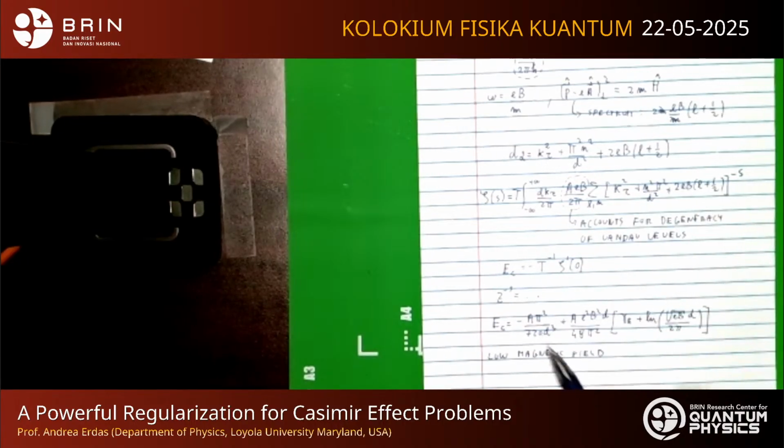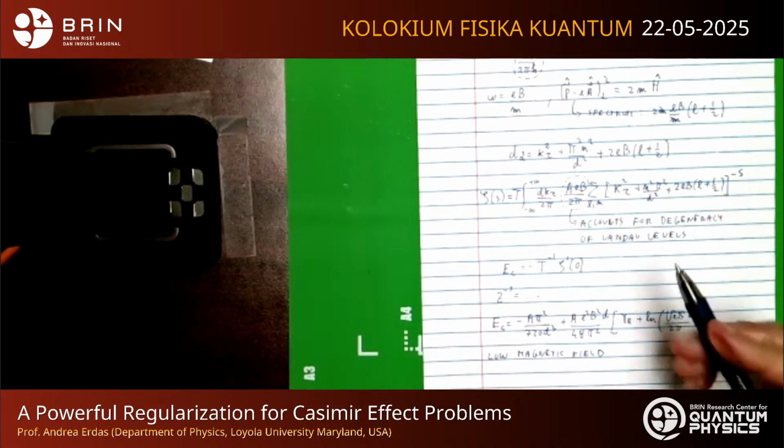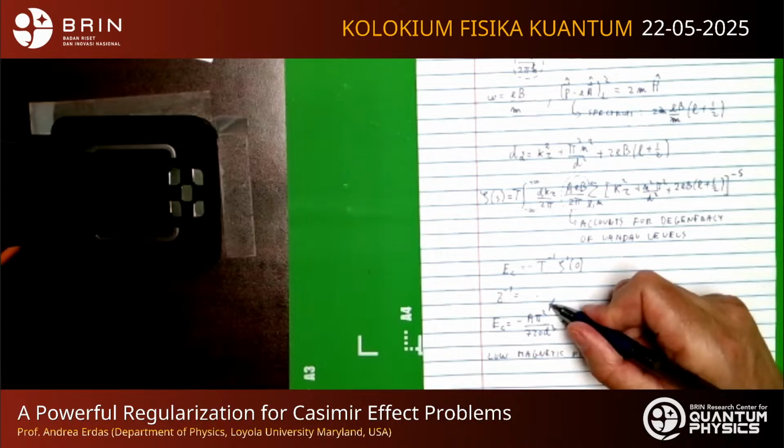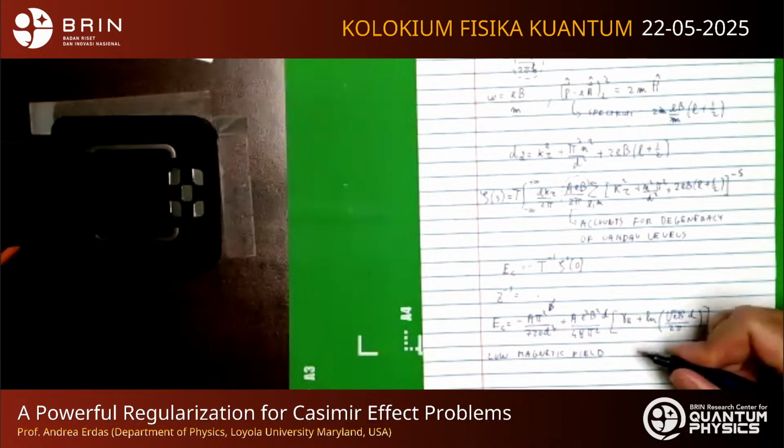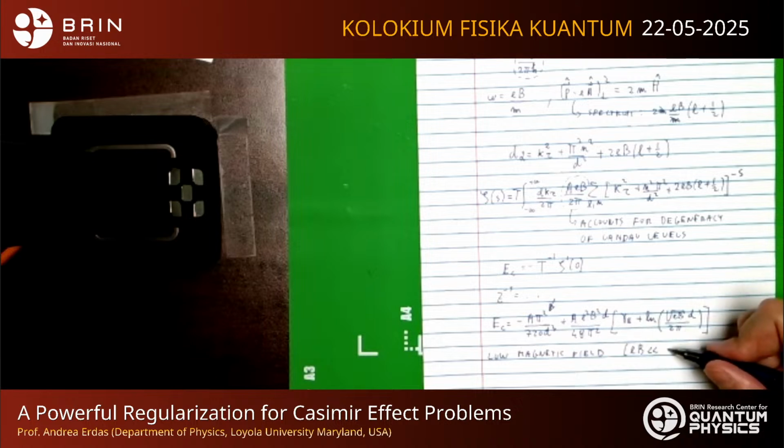for the low magnetic field, that's what I find. This is my standard, usual Casimir energy. It is not 1,440, but is 720 here, because it's a complex field, so it gets multiplied by 2. And this is the correction due to magnetic field. And low magnetic field means that EB needs to be much less than D to the -2.